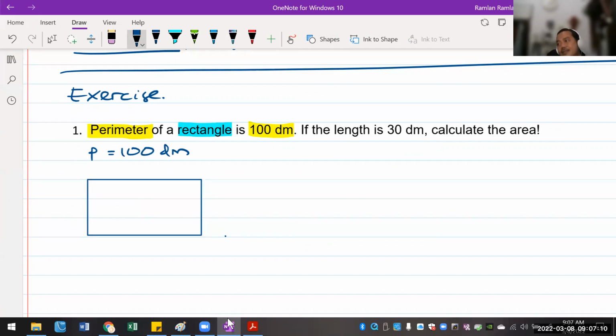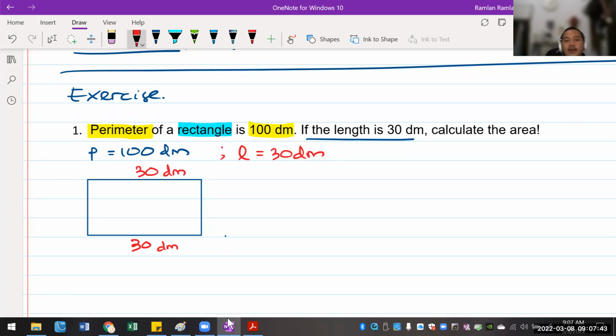This is the first thing that you need to do: write down any given information in numerical form, for example, perimeter. So write down P equals 100 decimeter from the question. The second one is the length is 30. We can draw that, or I can just write length equals 30 decimeter. The length is over here, so this is 30, and since it's 30, this is also going to be equal to 30.